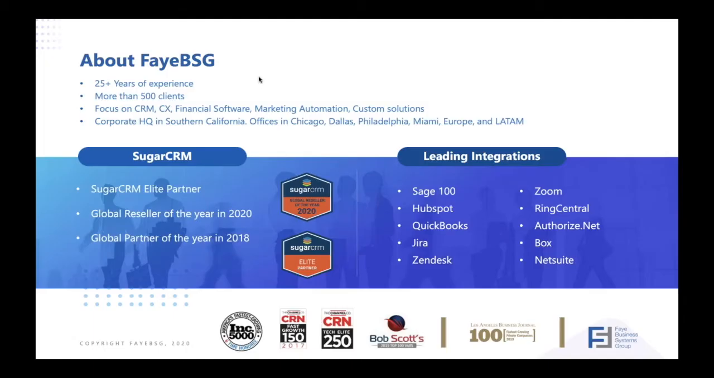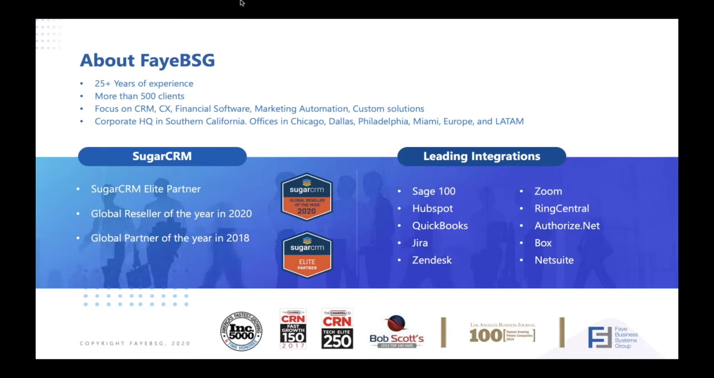So real quick, some background on Fay Business Systems Group. We have over 25 years of experience, more than 500 clients today. And we are a global company. Our headquarters is in Southern California, but we do have offices across the US and across the world. We do focus on CRM, customer experience, financial software, marketing automation, and custom solutions. On the CRM side, we are a Sugar CRM Elite partner. We were the global reseller of the year in 2020 and a global partner of the year in 2018.